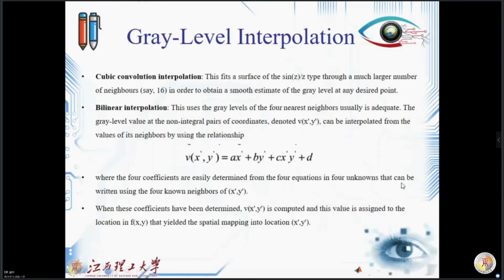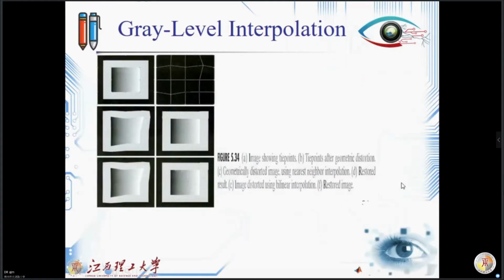Here is the image showing the tie points. Figures A and B show the tie points after geometric distortion. C is the geometrically distorted image. D is the restored result, as you will see. And again, E is the distorted image using bilinear interpolation, and F is the restored image.